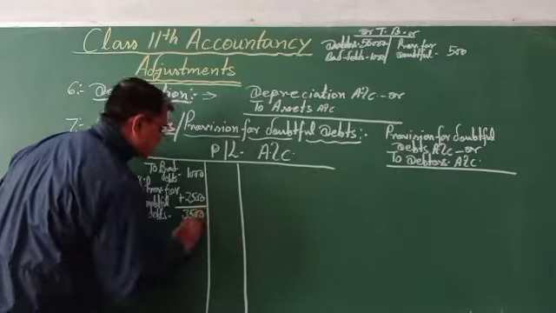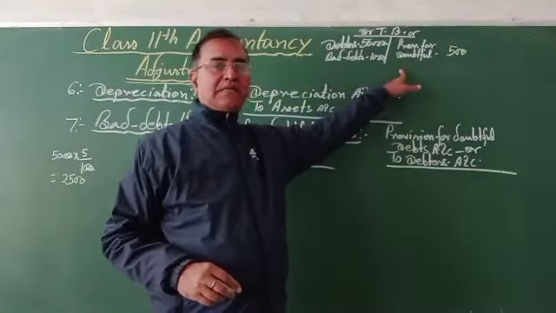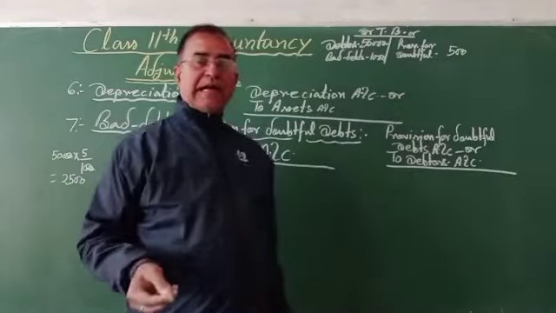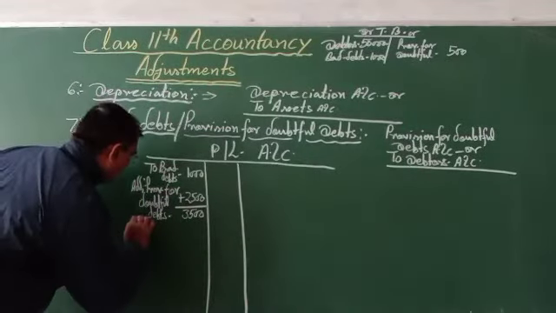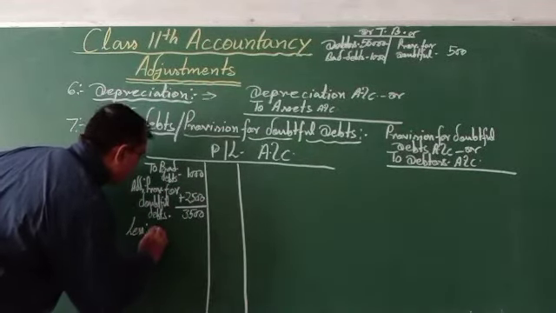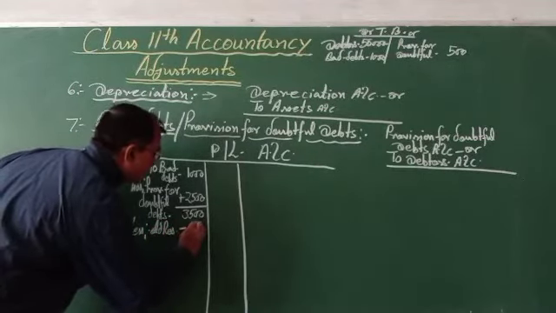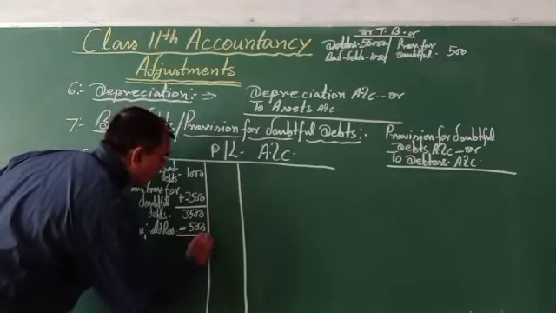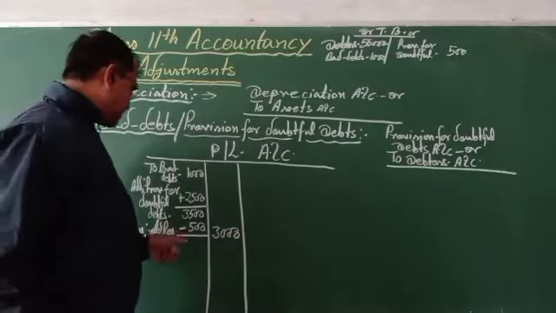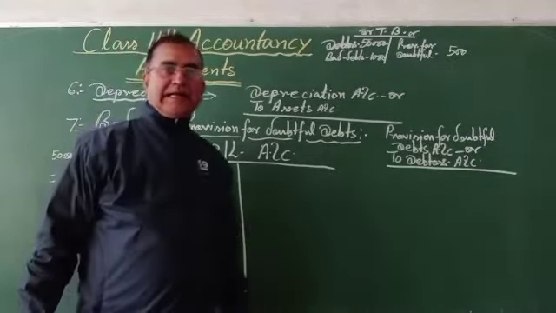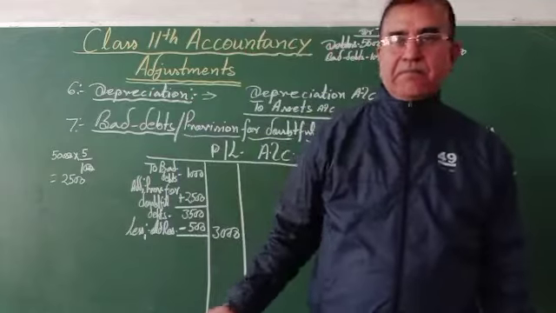That equals 3,500. Less, because in the credit column of the trial balance the provision for doubtful debts is already given, less old reserve, minus 500 already given, equals 3,000. The 3,000 amount will be shown as bad debts.